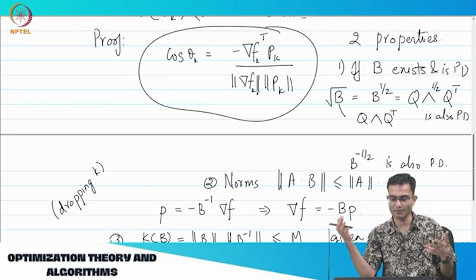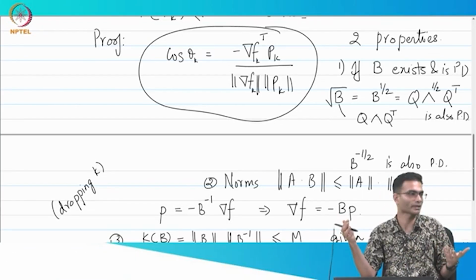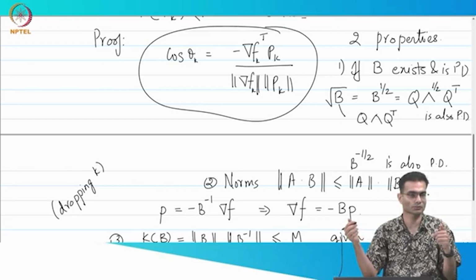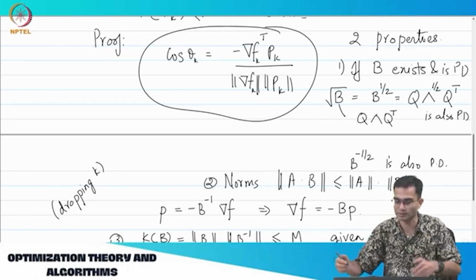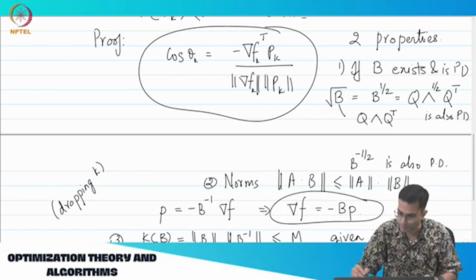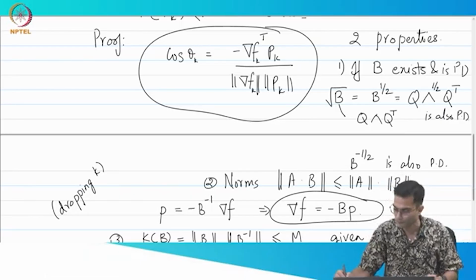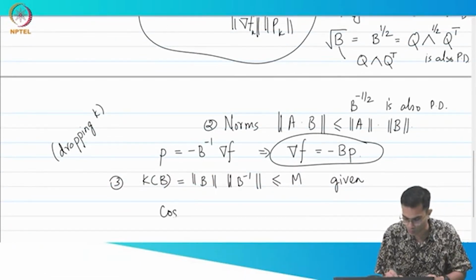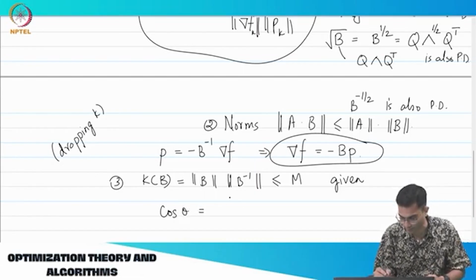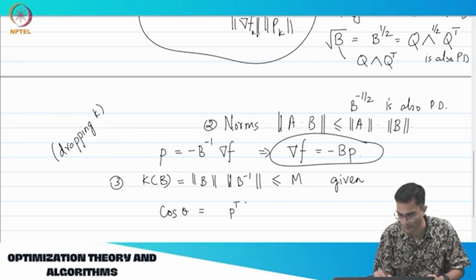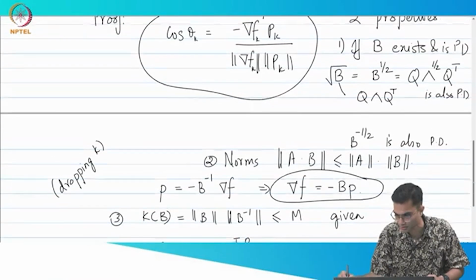Is there a nice way by which I can get B? Yes, because grad f is equal to minus B into P. So that's our first clue, that let me at least get B into the picture, then I can put some inequalities on it. So this guy over here, I'm going to substitute and get rid of grad f. So cos theta would be equal to, the minus and minus would become a plus, P transpose B.